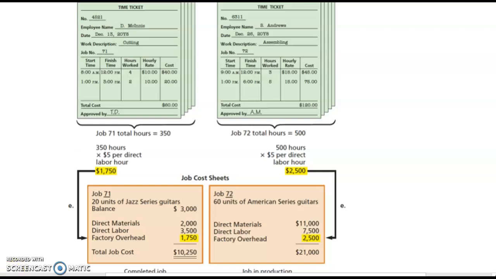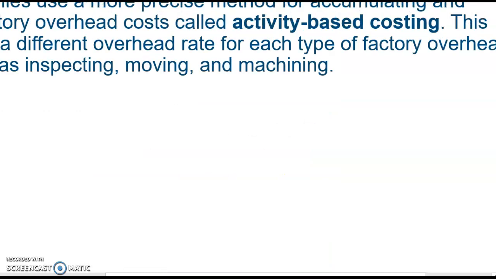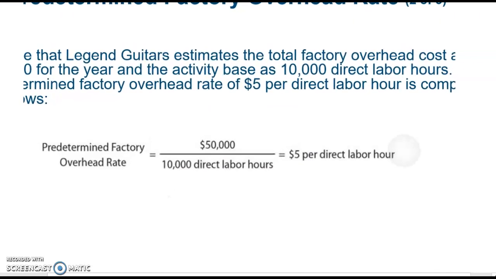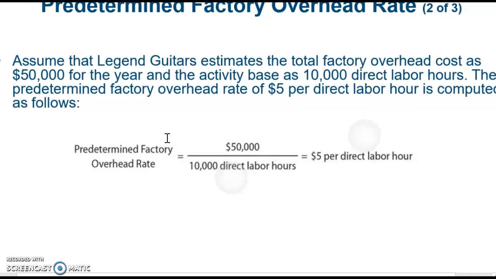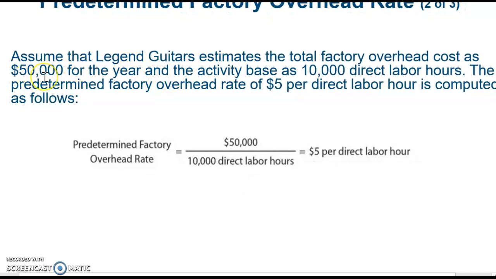So remember, our estimated overhead costs were 50,000. What that meant is that we estimated we're going to have total cost of 50,000 for the year for overhead. That's what helped us get the rate. And then we estimated our number of direct labor hours.